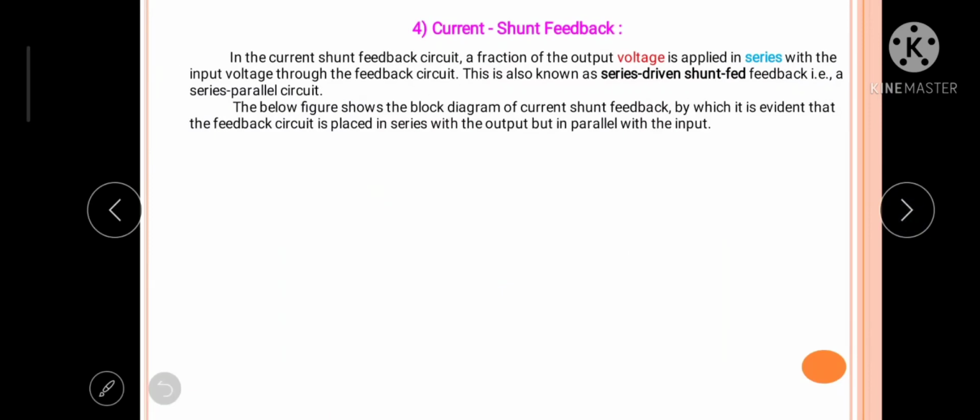And coming to the last, it is current shunt feedback circuit. In this particular case of feedback circuit, a fraction of output current is applied in shunt with the input voltage through the feedback circuit. This is also known as series driven shunt fed feedback, and in short it is also called series parallel circuit.